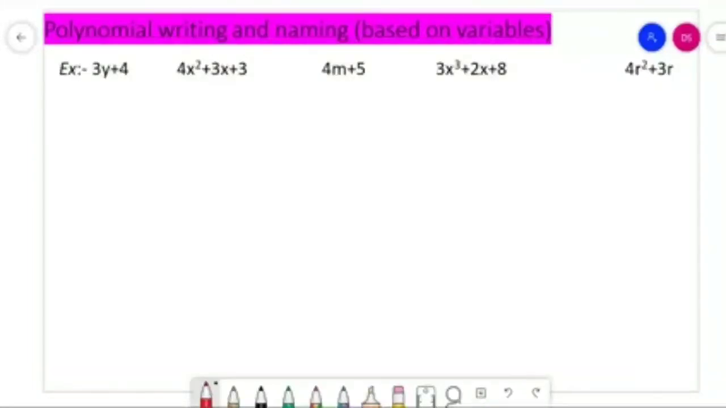Here you can see one polynomial, that is 3y plus 4. So this polynomial can be written in short form as P(y), okay, and we will read it as polynomial of variable y. Okay, now consider this one.